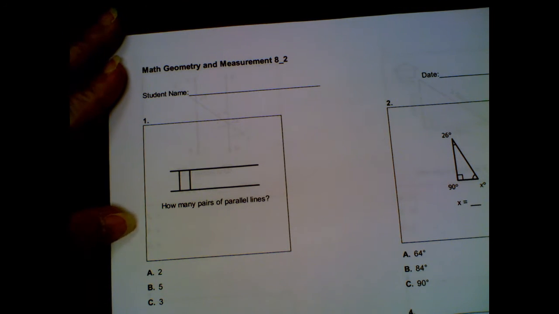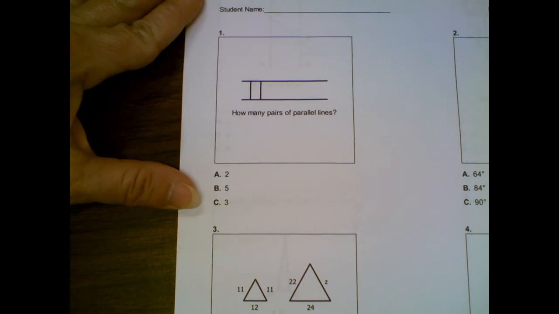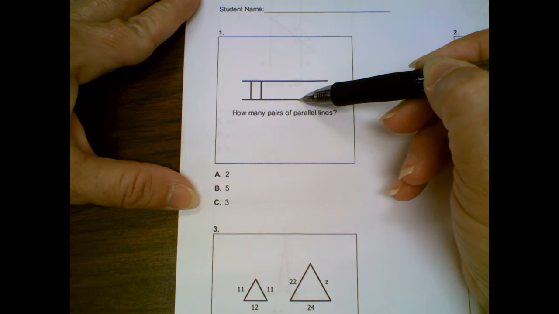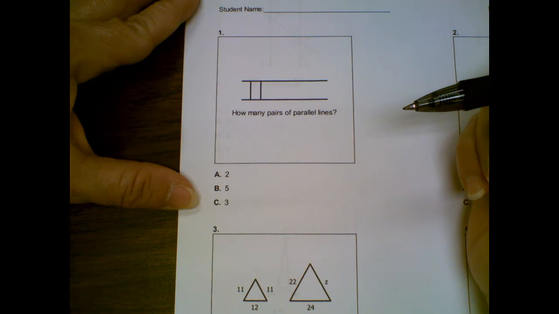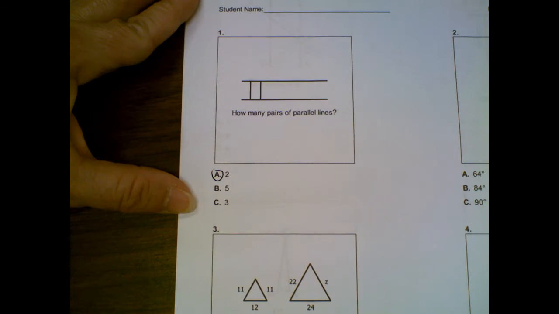Let's go over answers 1 through 4. Number 1, how many pairs of parallel lines? Be very careful. Is this line parallel to this line? Yes, so that is 1 pair. Is this line parallel to this line? Yes, that is another pair. So our answer is 2.